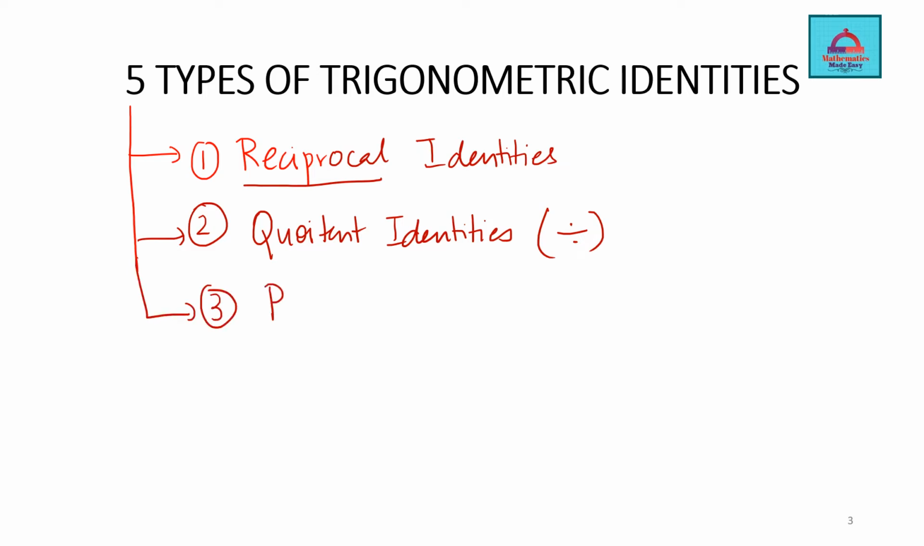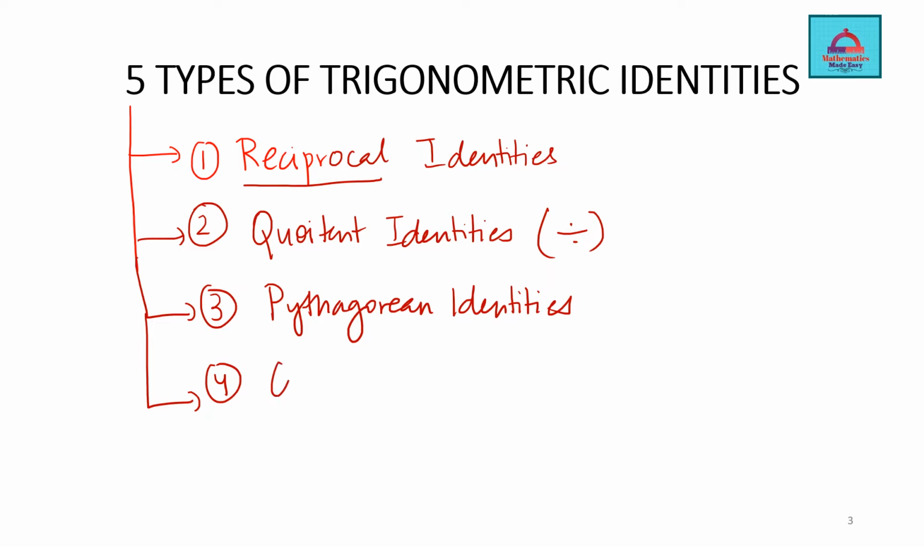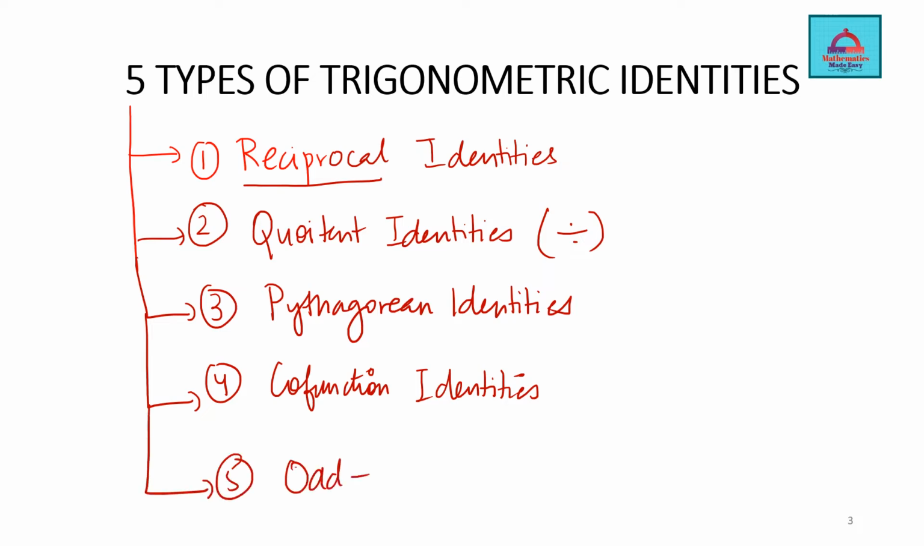Next one would be Pythagorean identity. So somewhere it will be related to your Pythagoras theorem, and because we are talking about trigonometry, it will be relating to Pythagorean theorem in trigonometric form. Then we have cofunction identities, and last but not the least we will have odd even identities. So I've just given you a quick summary of the 5 types of identities that we'll be working on.